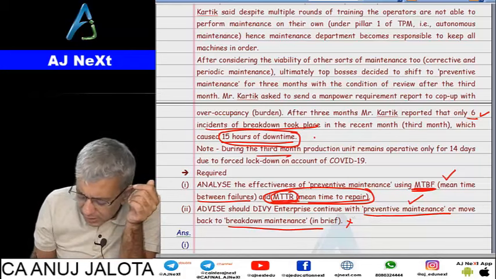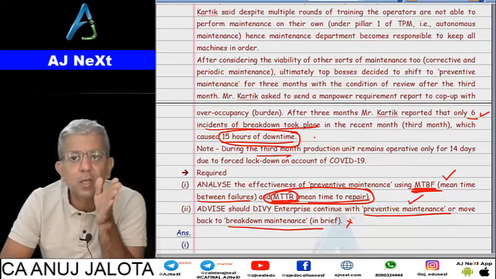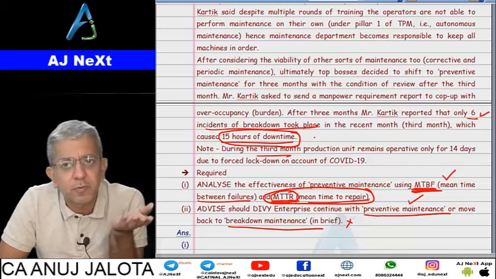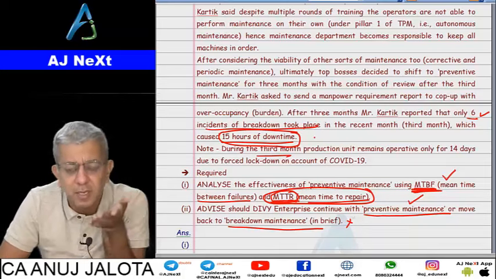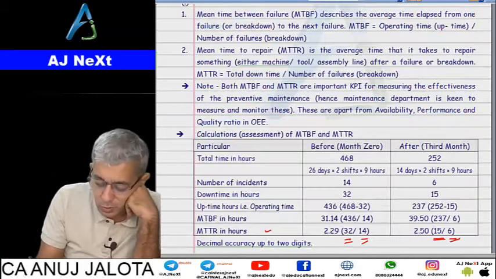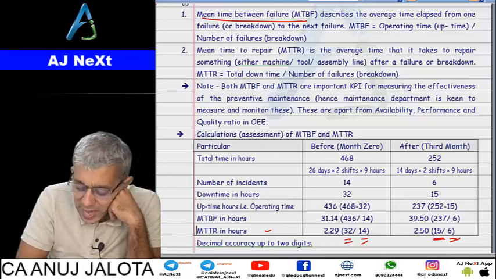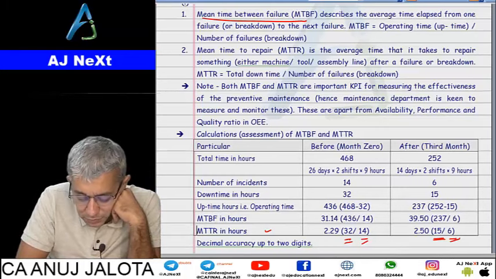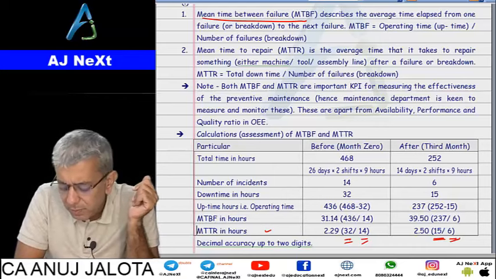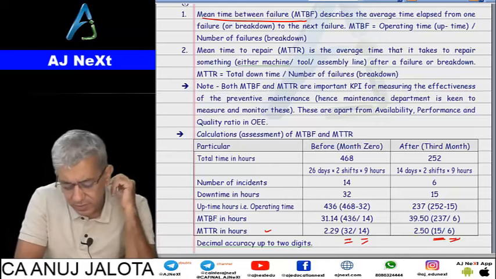Now, MTBF is quite simple to compute. Try to be thinking, your machines were running for how much time, and how many failures happened in the middle. So therefore that will give you the mean time between failures. So that is what we must have computed. Okay, so you can try to be seeing mean time between failures describes the average time from one failure to the next failure. So MTBF is equal to the operating time divided by number of failures. That is exactly whatever I told you.